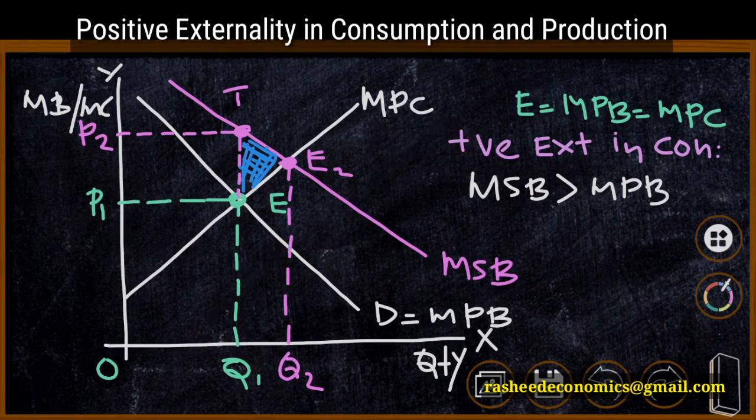Therefore, giving a subsidy is a method to reach the socially optimum point if the resources are under allocated when marginal social benefit is greater than marginal private benefit. This is the case of positive externality in consumption.